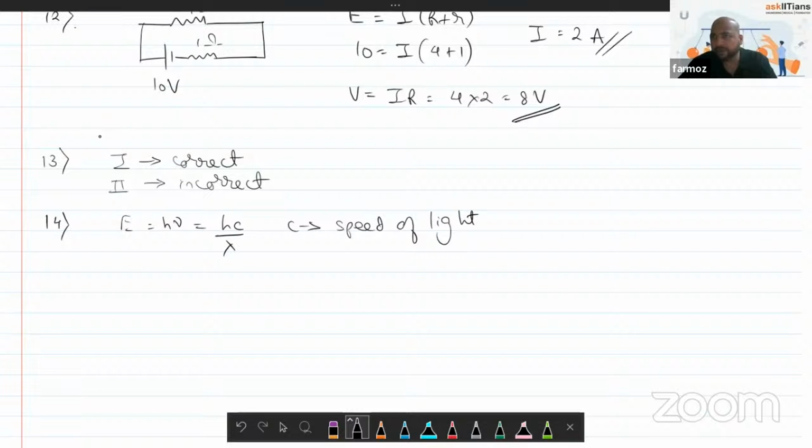Now moving on to the next statement, what is it? The momentum of a photon is h nu by c.